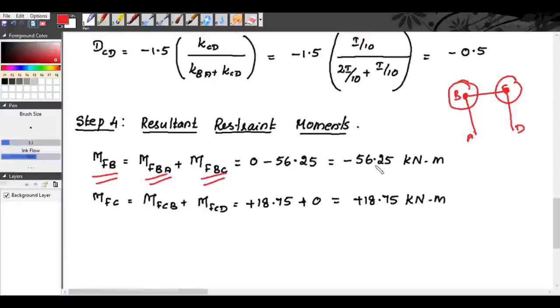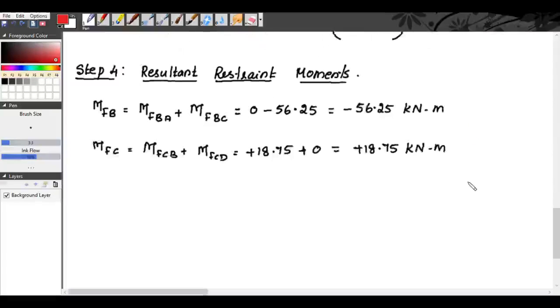So we get minus 56.25 kilonewton meter. Similarly, the resultant restraint moment at C will be equal to M of CB plus M of CD. That is equal to plus 18.75 kilonewton meter. Now we will move on to our fifth step. Fifth step is drawing the Kani's table, Kani's iteration cycle.